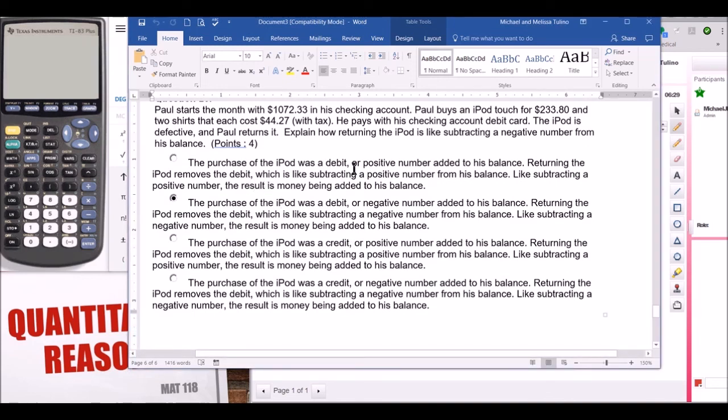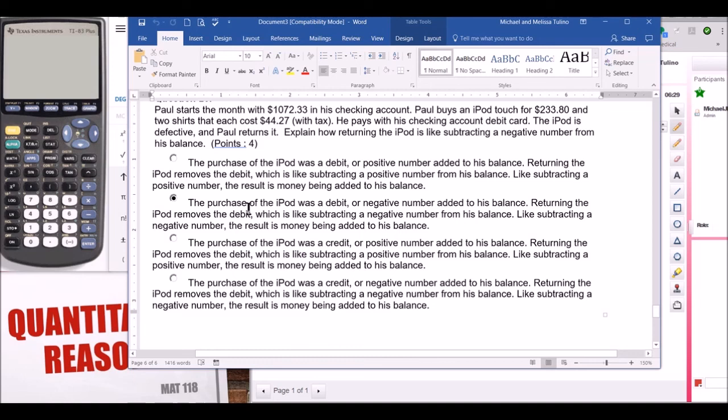This one is a little tricky, so we have to look at the wording. First off, the purchase of an iPod was a debit versus a credit. The first thing is just credits and debits. We know right away that it must be one of the first two, because it was purchased on a checking account and it was debited from the account. So there's no way it could be the second, the third, or fourth one.